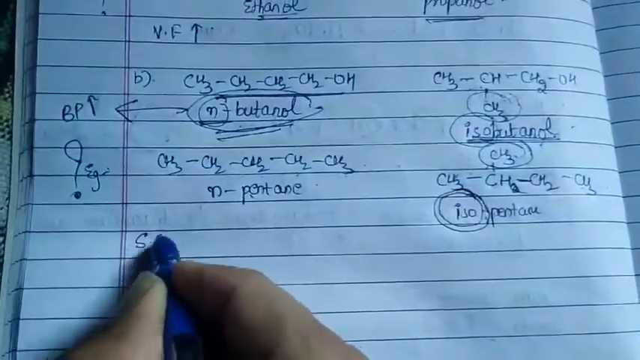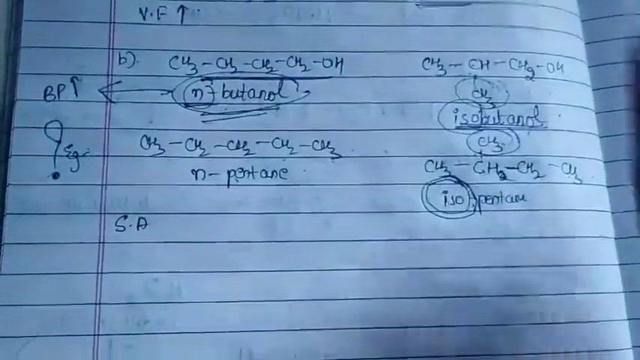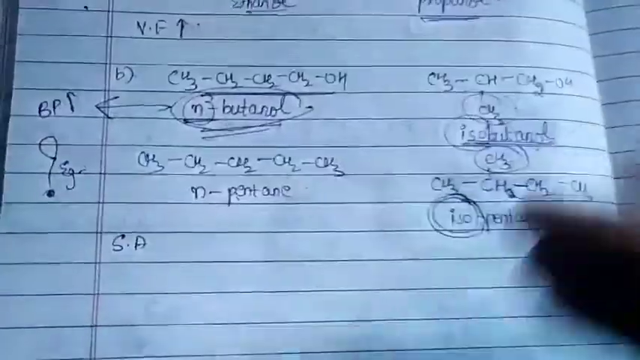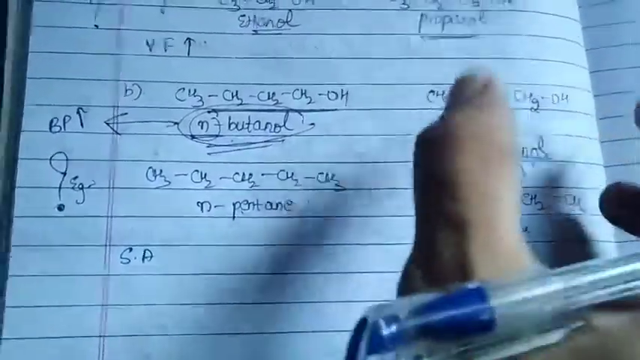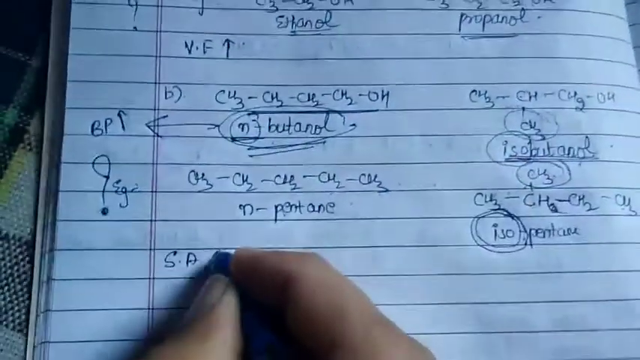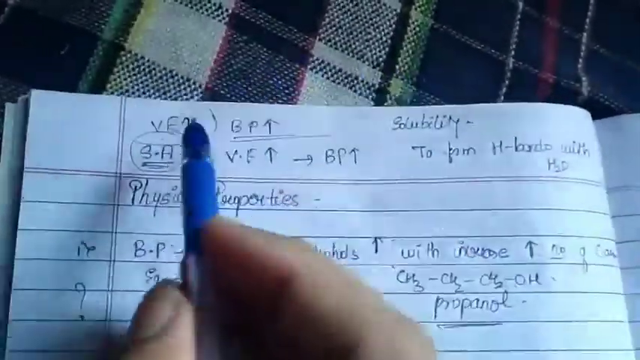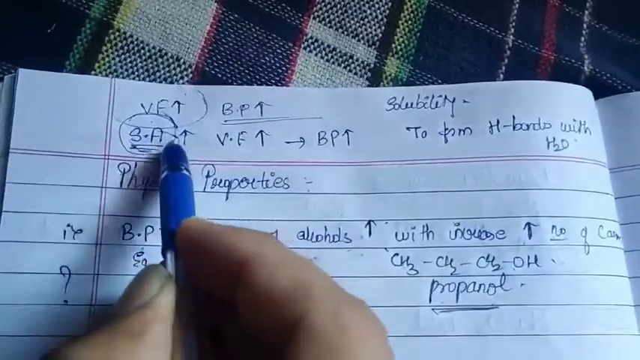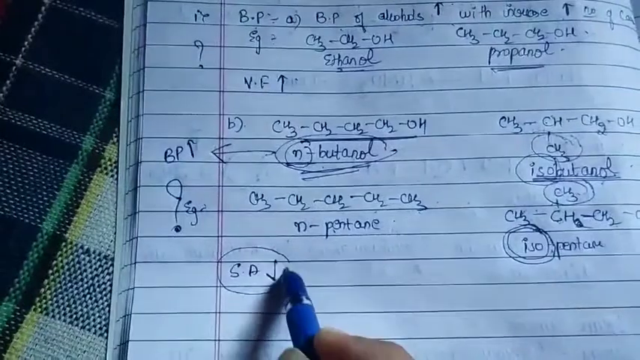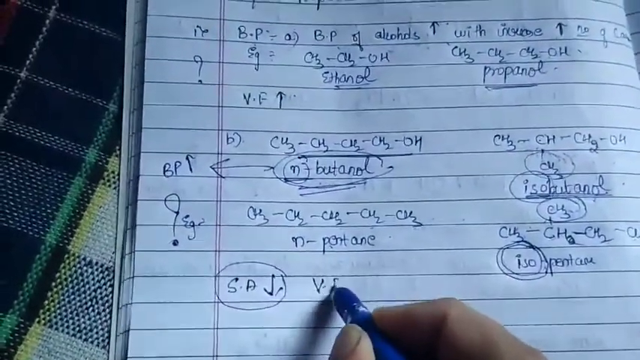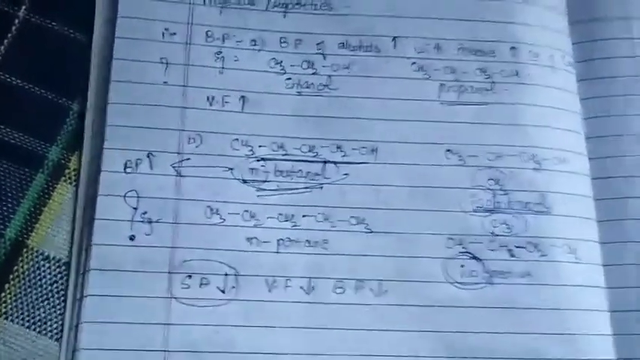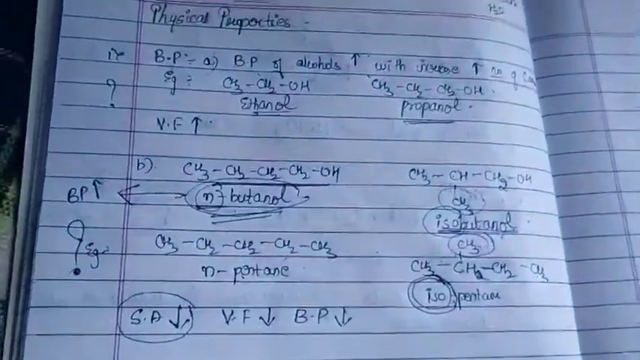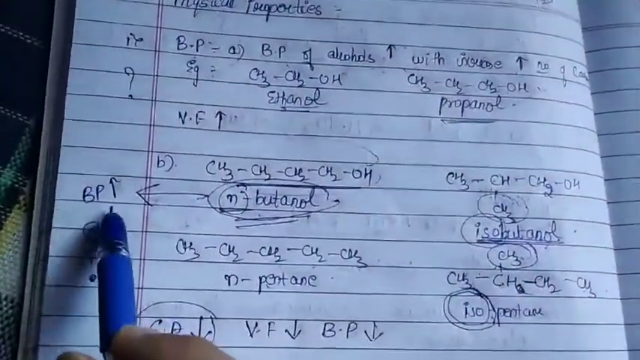The surface area: as the branching increases, the structure becomes more compact, it becomes smaller. So what happens to the surface area? It decreases. As I have said earlier, as the surface area increases, van der Waals force increases. Now here, as the surface area decreases, van der Waals force also decreases, and the boiling point also decreases. So that is why n-butanol has the highest boiling point.